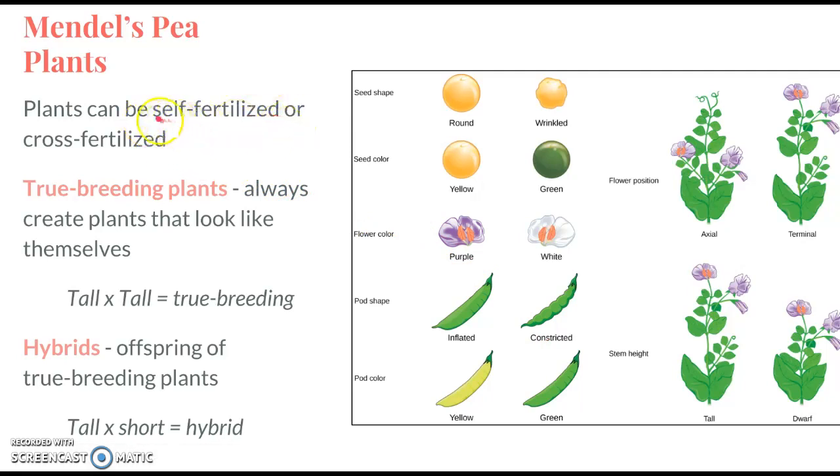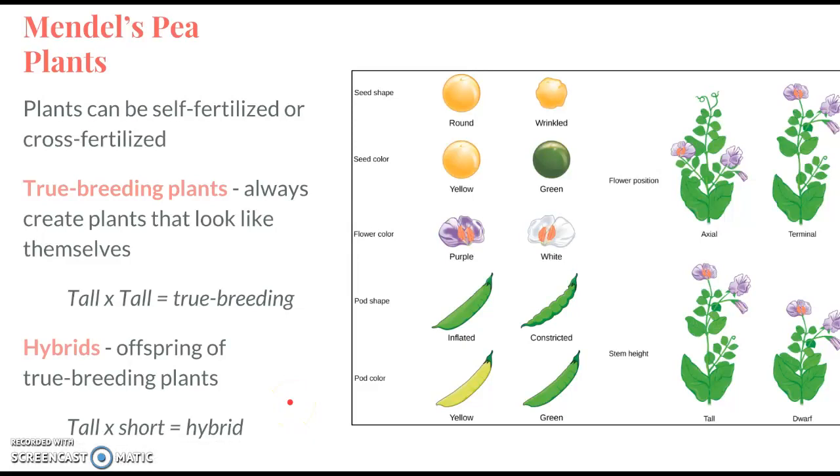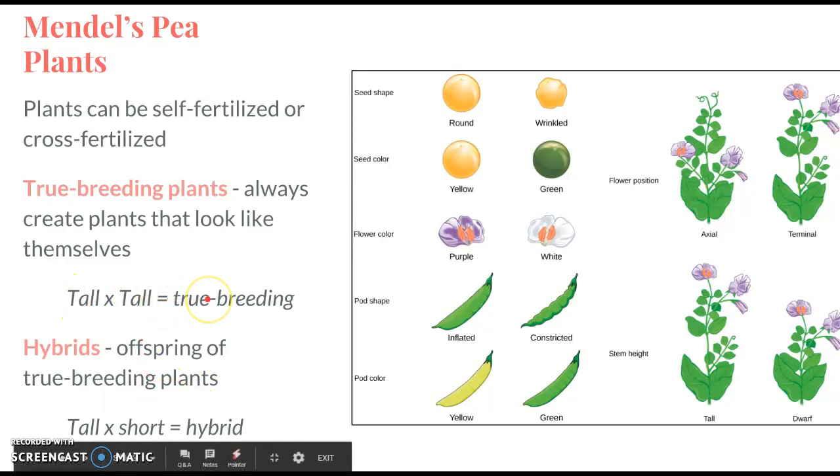Plants can either be self-fertilized or cross-fertilized. Self-fertilized, I hope that's self-explanatory, they're fertilized with themselves. And cross-fertilized is with another plant. True breeding plants create plants that always look like themselves. So we take a tall and cross it with a tall and we get a true breeding plant. It crosses with itself. Versus hybrids, when we have offspring of true breeding plants. So we take a tall true breeding and a short true breeding and we create a hybrid. At that point you are unsure of what trait will come out. This one is obviously going to be tall.